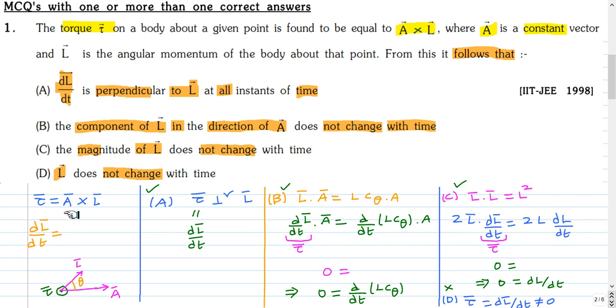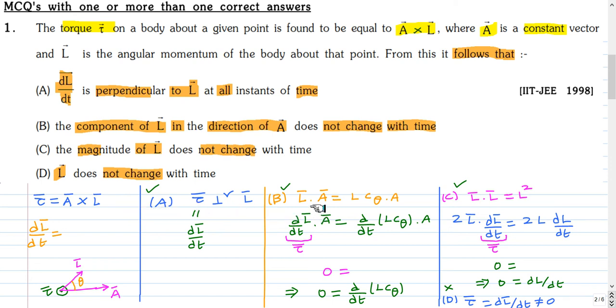So tau is being given as A cross L and the torque tau is dL by dt. So the dL by dt is perpendicular to both A and L, because for the cross product of two vectors, the resultant vector is perpendicular to both the individual vectors. So if A and L are in the plane of this paper, then the torque tau, which is the same as dL by dt, is perpendicular to this plane of paper. So torque is perpendicular to L and torque is dL by dt. So dL by dt is perpendicular to L. Option A says dL by dt is perpendicular to L at all times. So option A is true.